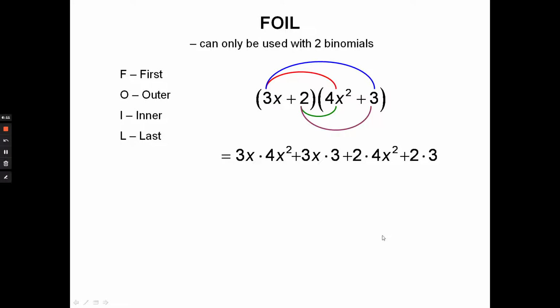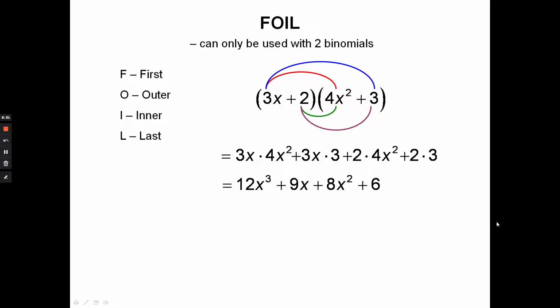Okay, so 3x times 4x squared. You can again do this in your head. So 3x and 4x squared is going to be 12x cubed. 3x times 3 is 9x. 2 times 4x squared is 8x squared. 2 times 3 is 6.